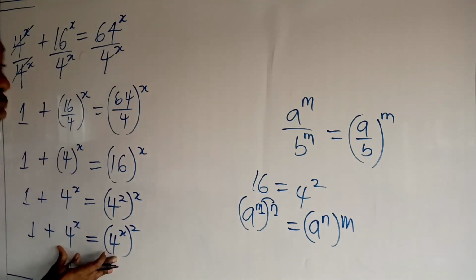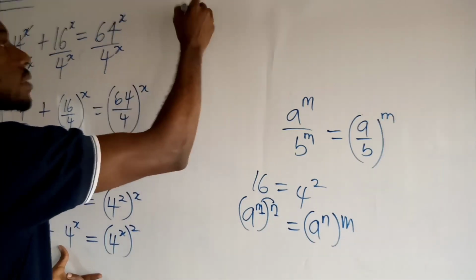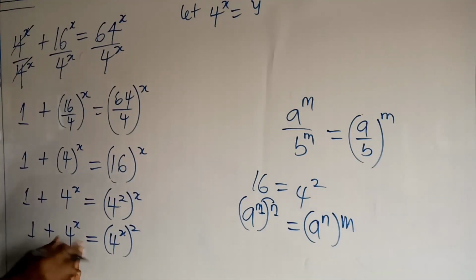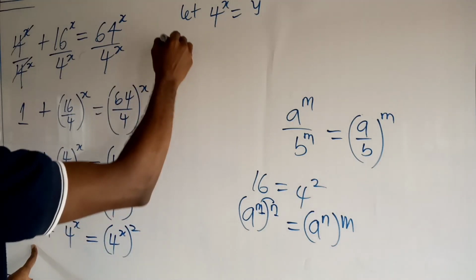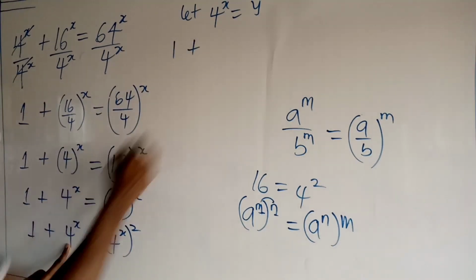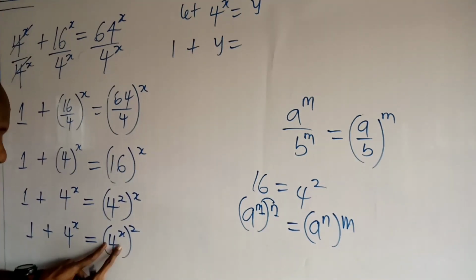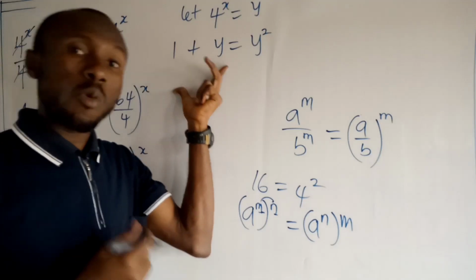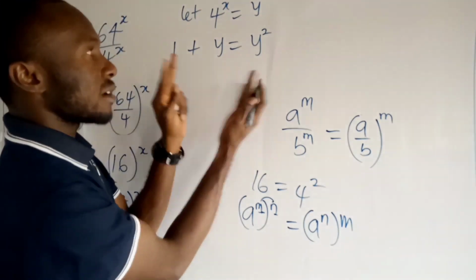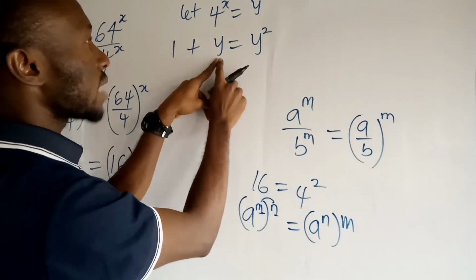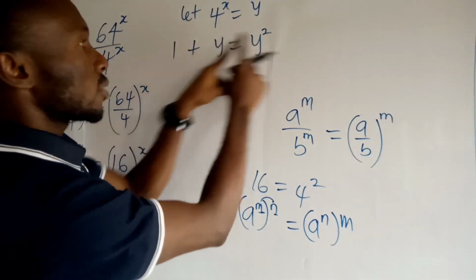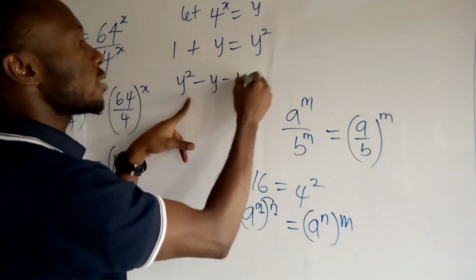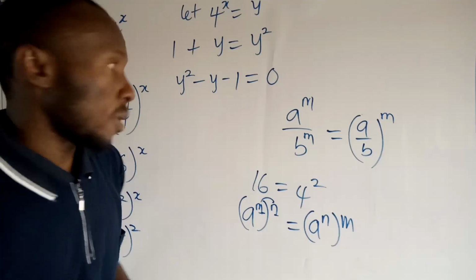Wow, this is nice. So the next thing I want to do now, I will say let 4 to the power x be equal to y. So whenever I see 4 to the power x, I will replace it with y. So I now have 1 plus y equal to y to the power 2. And now we have a quadratic equation. If I arrange this quadratic equation in standard form, take this over to this side, it becomes minus y. This 1 to this side becomes minus 1. So I'll have y squared minus y minus 1 equal to 0.